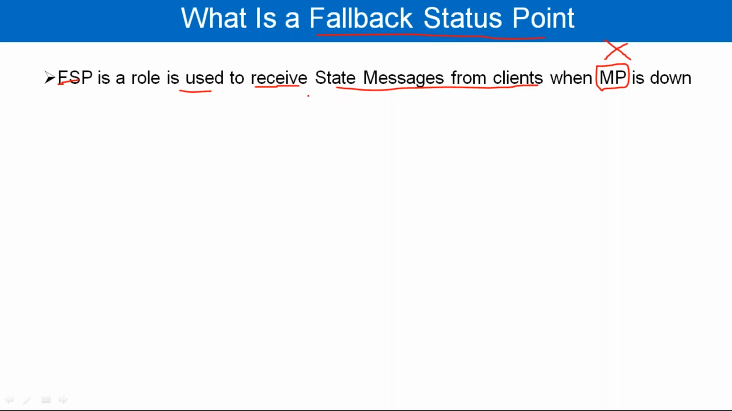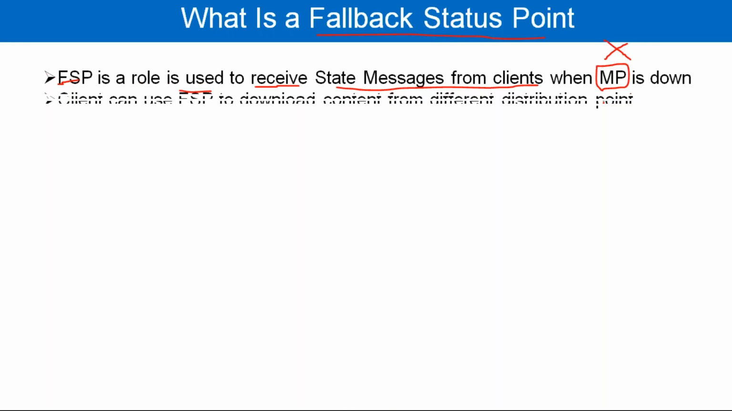But fallback status point will receive state messages from client computers. The client computers can talk to the fallback status point server and update its information, like its status, whether the client is reachable on the network, healthy and communicating. So fallback status point comes into the picture when a management point is down.